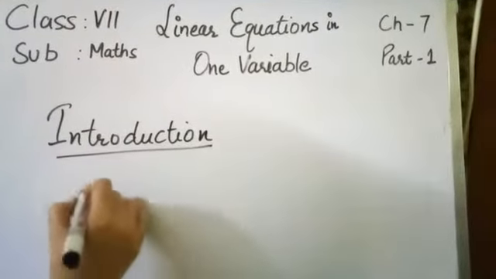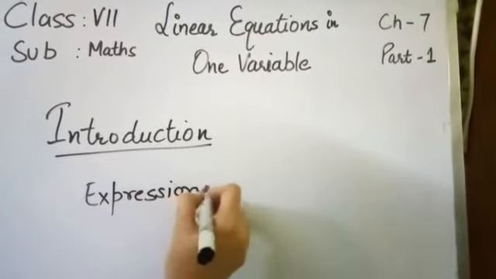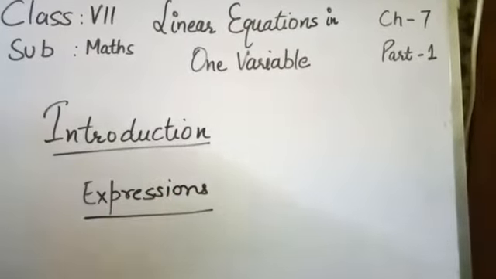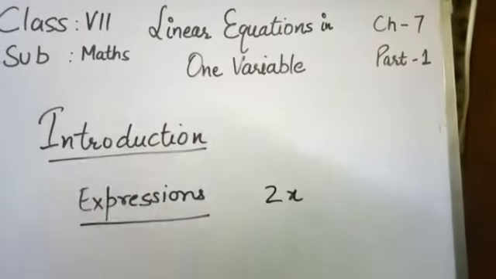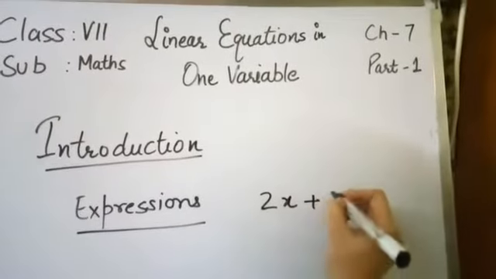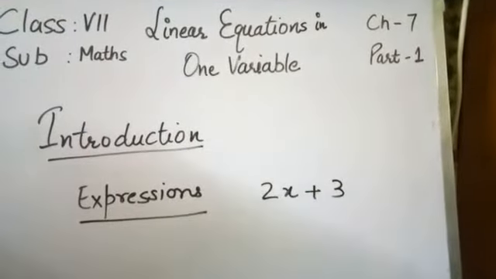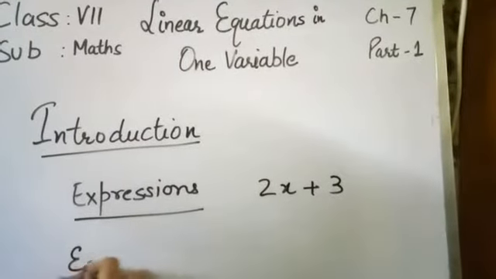First of all, we should know about expressions. What are expressions in mathematics? Like I am writing 2x. This is an algebraic expression having one term. Plus 3, this is an expression having two terms. This is a binomial.